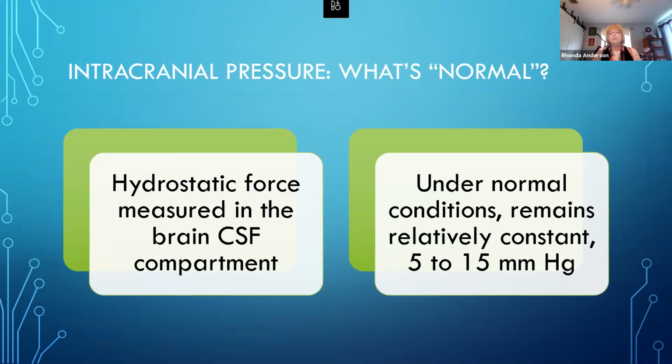So what's normal? ICP under normal circumstances is relatively constant, and it's usually 5 to 15 millimeters of mercury. Now, obviously, this may change with patient position. So if I stand up, my ICP might be lower. It might be 0 to 5, okay? But on a day in, day out basis, normal is going to be 5 to 15.